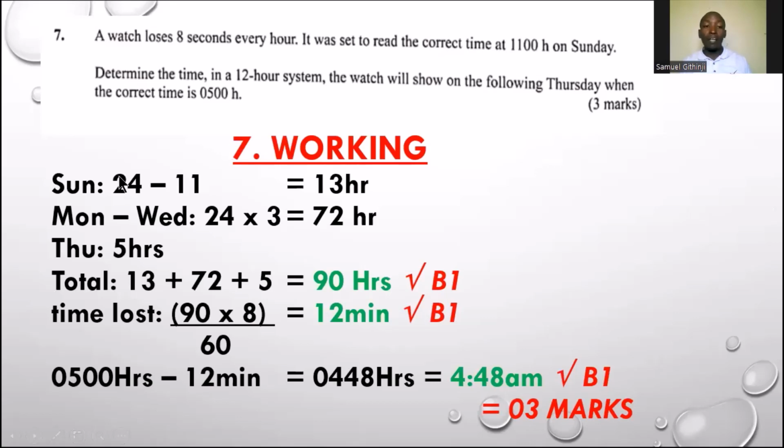So the remaining hours for Sunday was 24 minus 11, 13 hours. So it had 13 more hours for Sunday. From Monday, Tuesday, and Wednesday, 3 days multiplied by 24 hours in a day, 72 hours. Then we have the other day, Thursday.